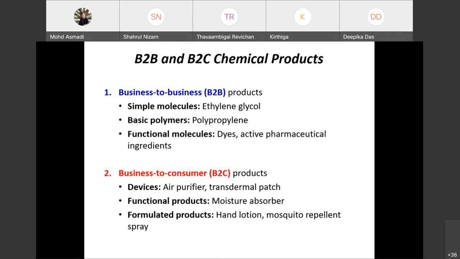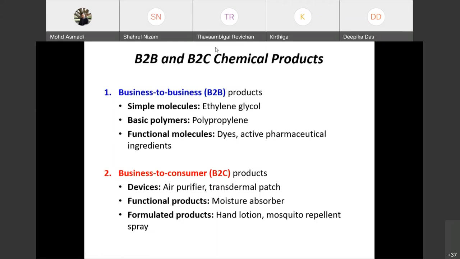Because in general, if you look at power plants, a very big or huge power plant is a B2B product, and when we want to reach the consumer, it is a B2C product. So B2B product is actually a transaction between two businesses. That's what I told you. For example, you want to produce ethylene, the origin is from petroleum, or from biomass, or other sources, like I explained in the previous class.